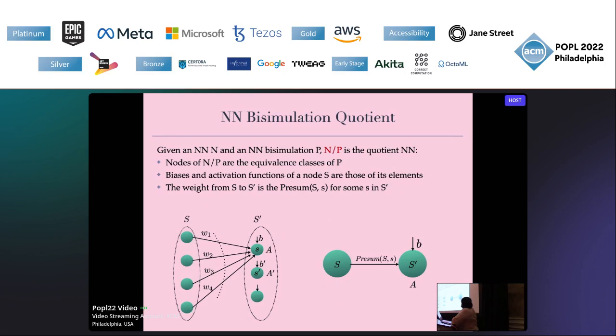So finally, we need to say what is the weight on the edge from, let's say, an equivalence class S to an equivalence class S prime. And we're going to associate the presum of some node in S prime with respect to S as the weight. Again, it doesn't matter which node we choose from S prime because all of the presums are going to be the same based on the definition of the bisimulation.